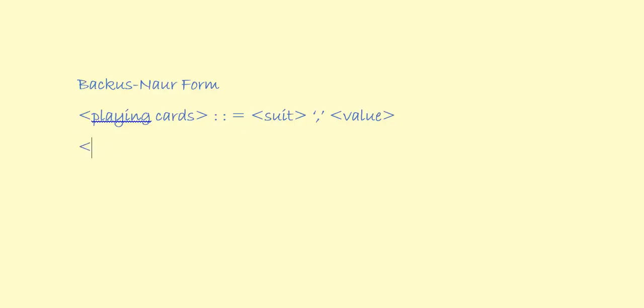First of all, we put our chevron in. So we're saying that suit is defined by either a heart or a club or a spade or a diamond.